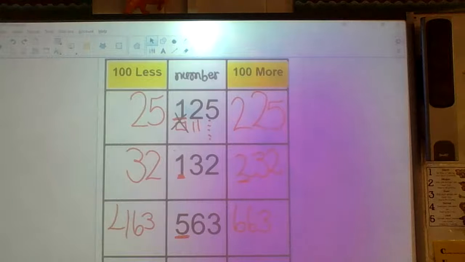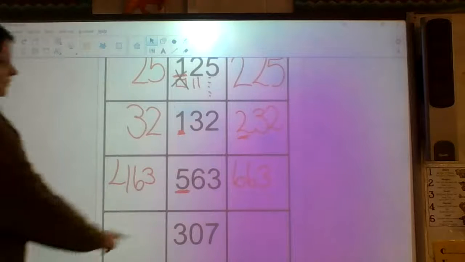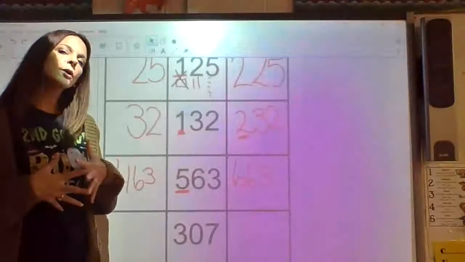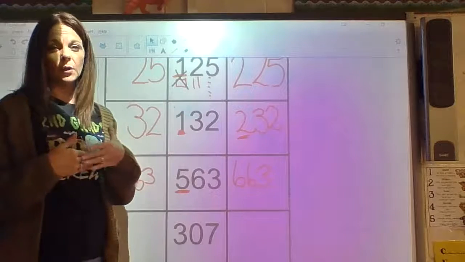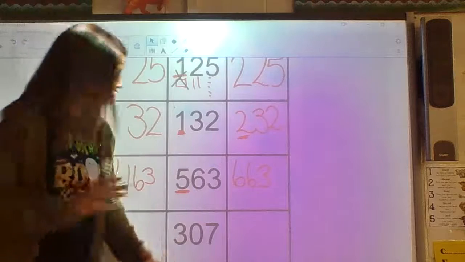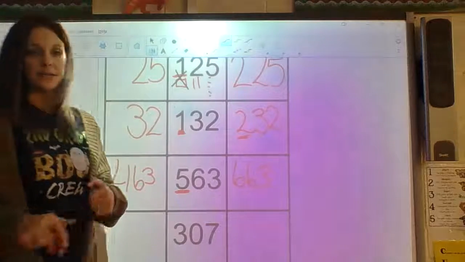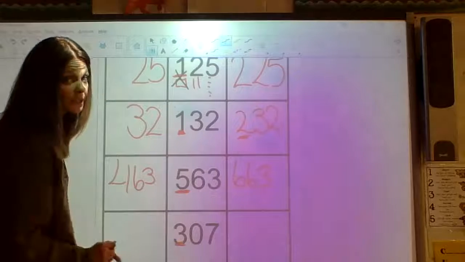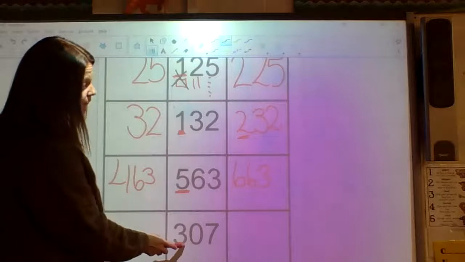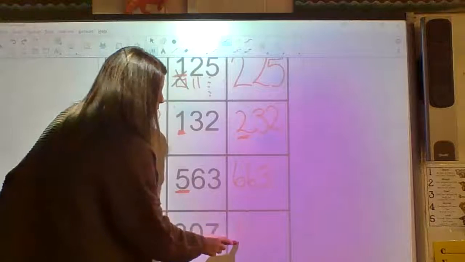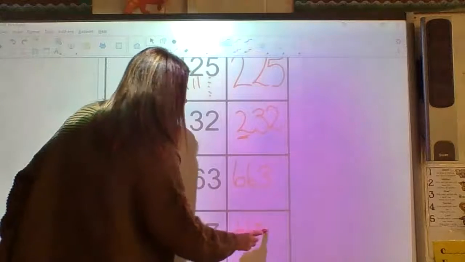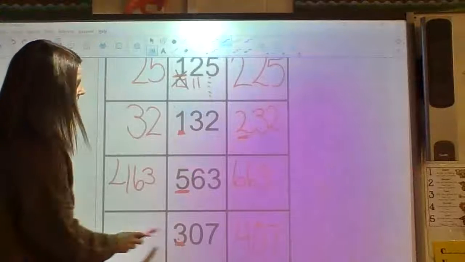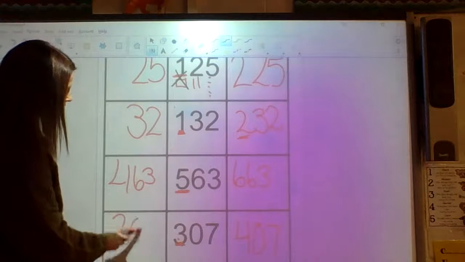Now, here's another problem with a 0 in the tens place, but we are no longer adding or taking away from the tens. So this 0 does not do anything for us because we are looking at our hundreds. Don't let this trick you. If we're adding 100, we move up to 407. If we're taking 100 away, yes, it turns into 207.